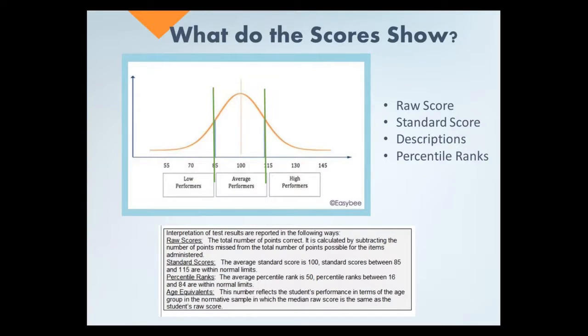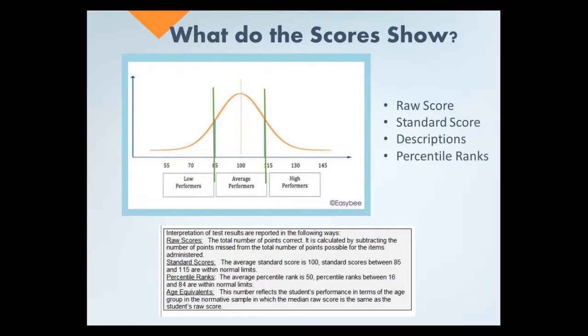So moving 15 points each way gives us the normal range of abilities from 85 to 115, which are highlighted in green. This also gives us a descriptor, and the descriptions provided in the evaluation report describes a child's performance compared to children the same age. So this may read something like average range, mildly delayed, moderately delayed, above average range, severely delayed, or profoundly delayed.